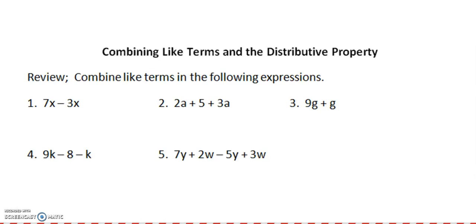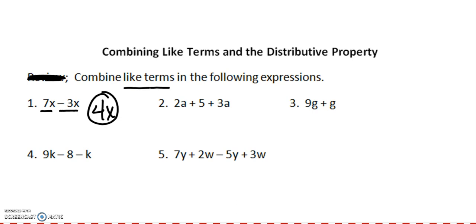Okay, we're going to combine like terms. Let's not review, sorry about that. So like terms just means that they have to have the same variable. So if I look at number 1 and I see that 7 is attached to an x and 3 is attached to an x, then I'm literally going to do what it says to do. So I'm going to do 7x minus 3x, and that means I have 4x.